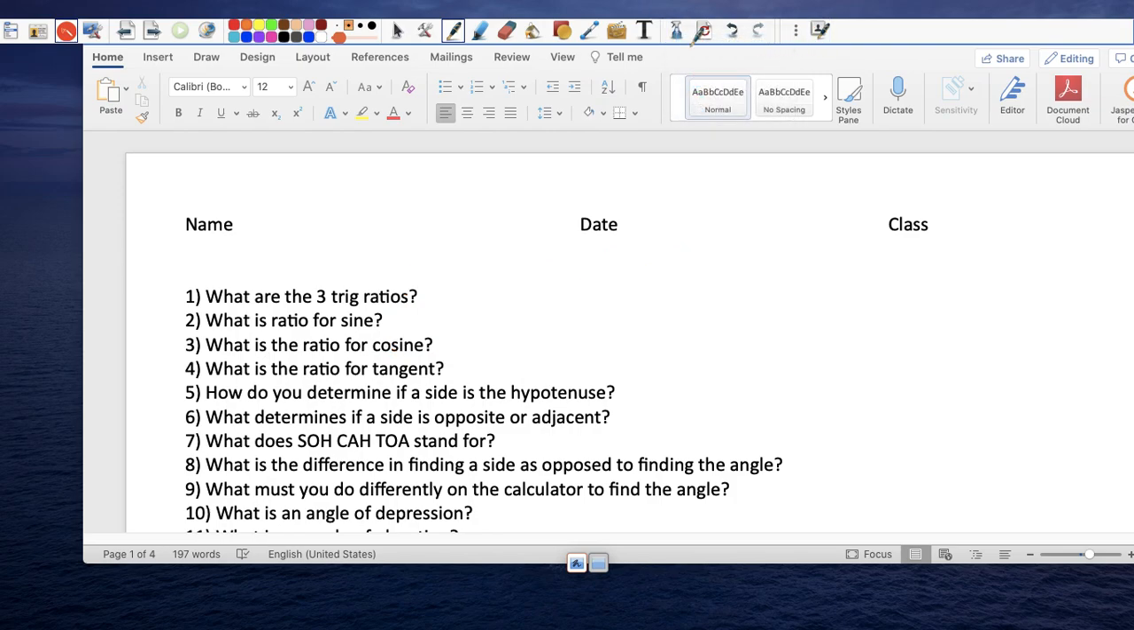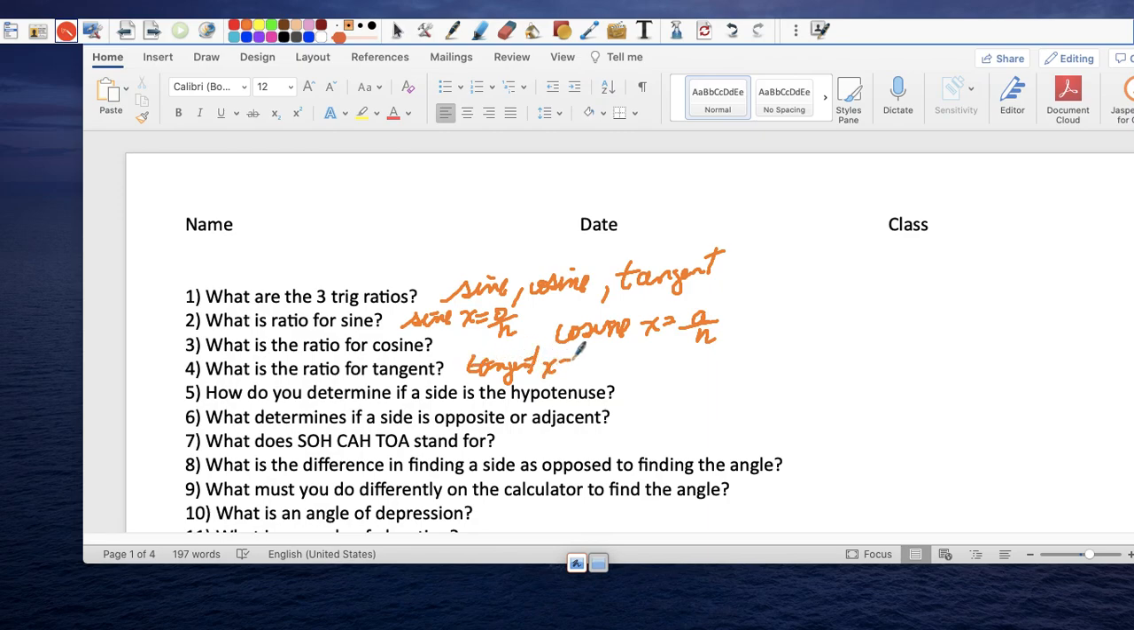Redo this. What are the three trig ratios? Well, it's sine, cosine, tangent. What's the ratio for sine? So sine of angle x equals opposite over hypotenuse. What's the cosine? Cosine of angle x equals adjacent over hypotenuse. Tangent of angle x equals opposite over adjacent.